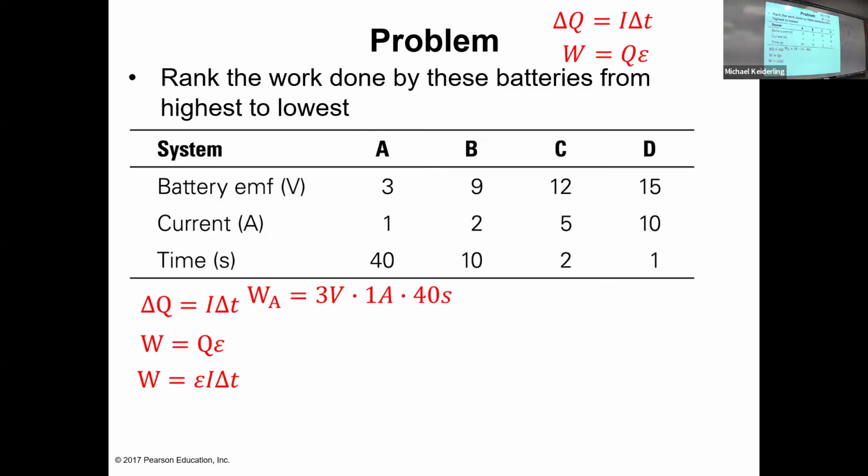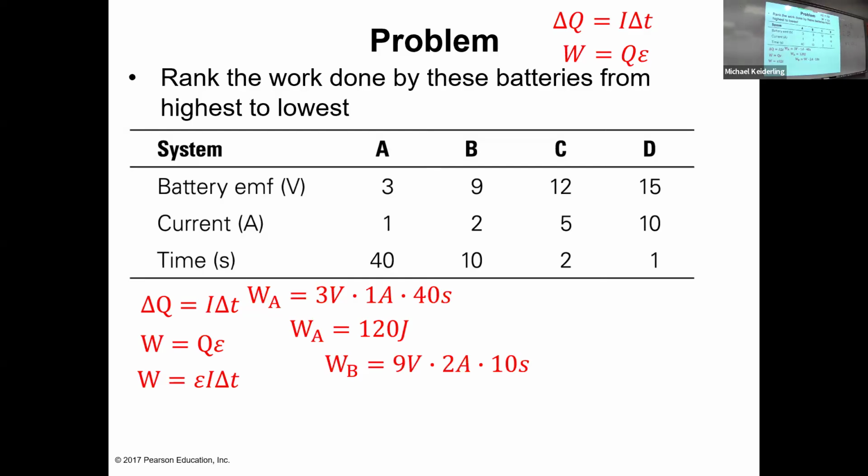So the work for our A is 3 volts times 1 amp times 40 seconds. A helpful thing that will come up again later is that voltage times amperage is power. So 3 volts times 1 amp times 40 seconds gives us a work of 120 joules. So A is 120 joules.